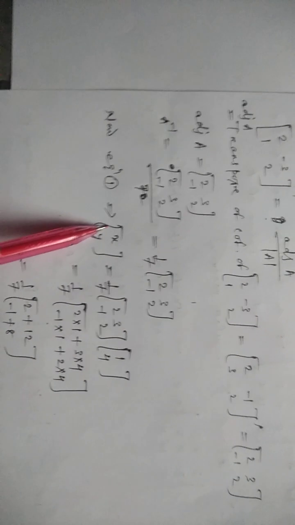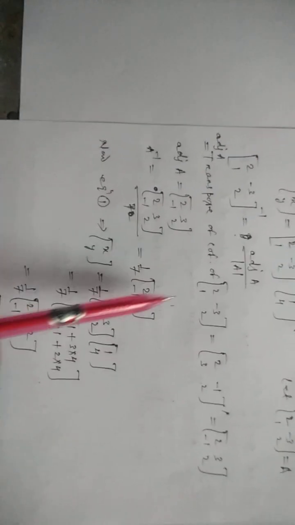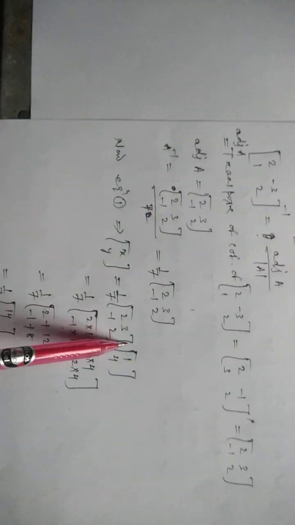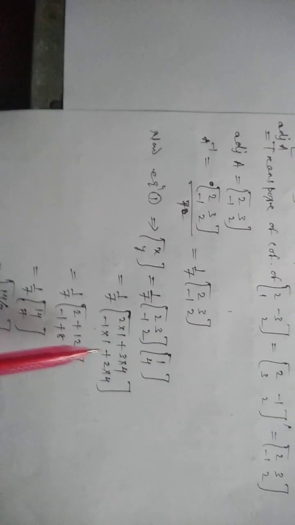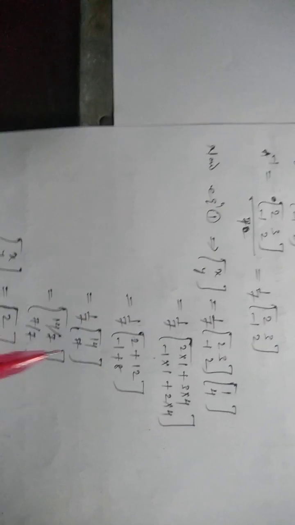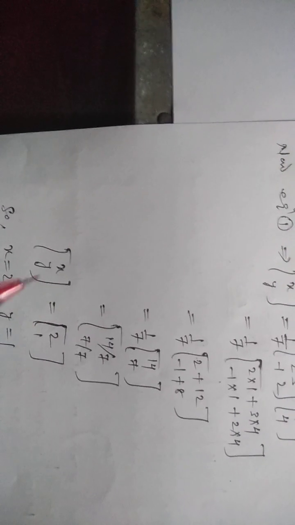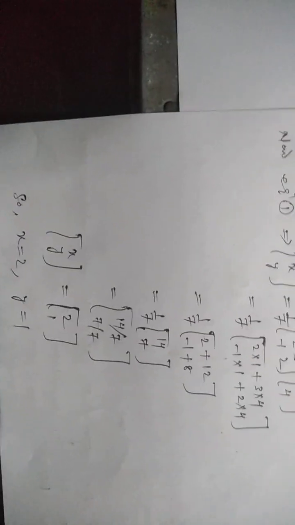So inverse will be divided by the mod. Now the equation becomes x y is equal to inverse of A, which I have already calculated, 1 by 7 into 2, 3, minus 1, 2, into 1, 4. Now matrix multiplication: first row into first column, second row into first column. So just simplify that. We find that is 2, 1. So that means x value is 2, y value is 1. Okay, thank you.